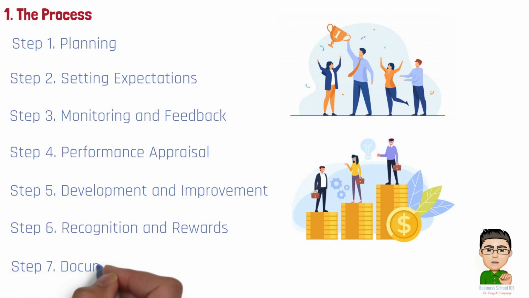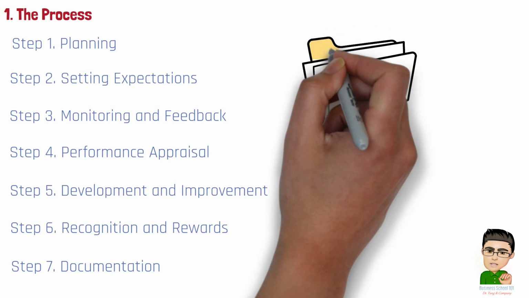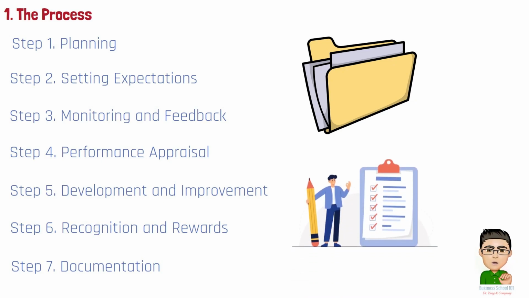Step 7. Documentation. Maintaining accurate and comprehensive records of performance-related discussions, feedback, appraisal results, and development plans is essential. Proper documentation ensures transparency and consistency in the performance management process and can be valuable for HR purposes.